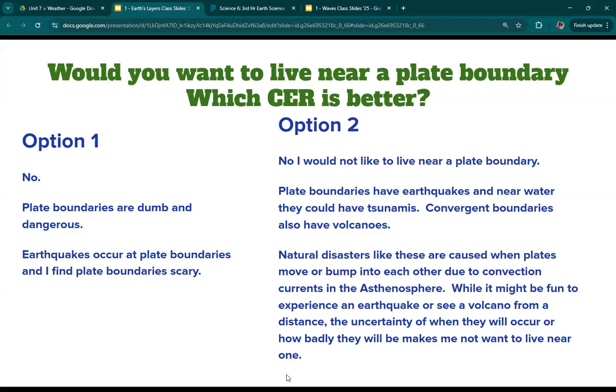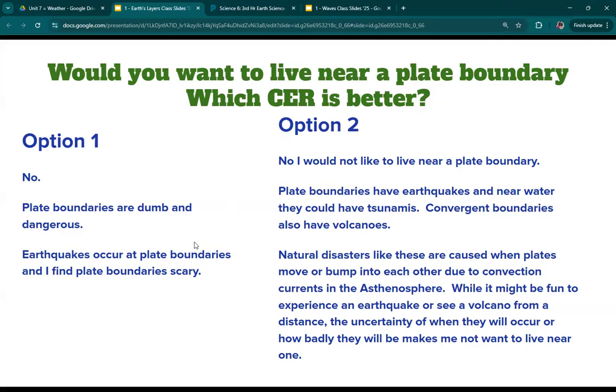This is A+ reasoning, everybody. They explain why the plates are moving. They explain why I'm nervous about living near there. This is like a high-level reasoning. I might see this from maybe an 8th grader, maybe one of my high schoolers. I don't expect your reasoning to be quite at this level. It could be. That would be great. But I am looking for you to explain what happens or what might cause those plate boundaries. And then why does that make you not want to live near one? You have to tie it back to your claim.